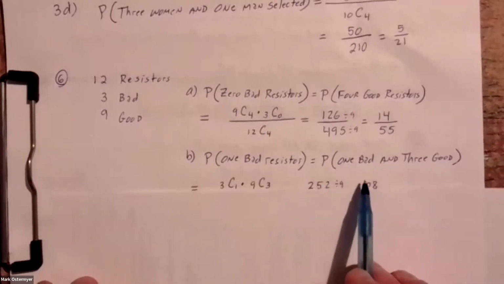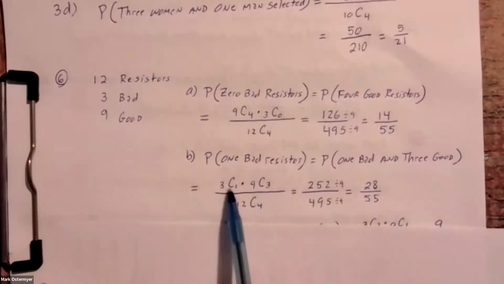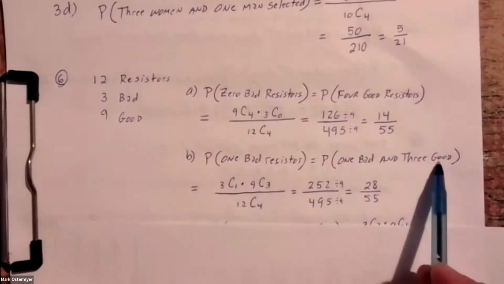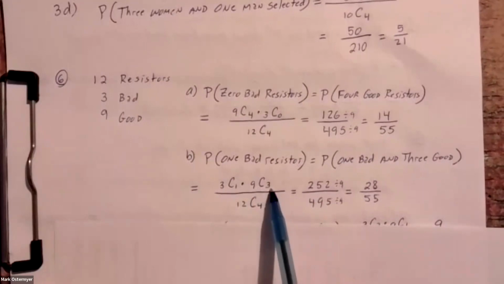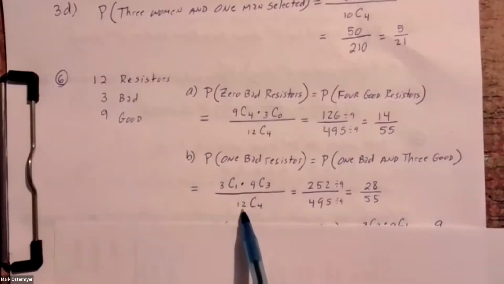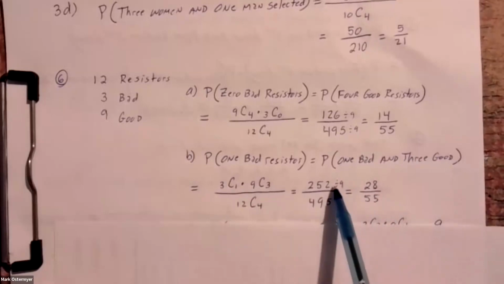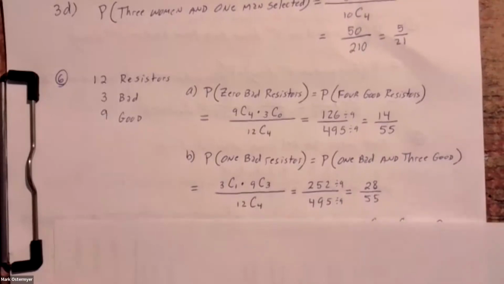Well, how many ways can I select 1 bad resistor from 3 bad resistors where order does not matter? That's 3 in combination with 1. Times how many different ways can I select 3 good resistors from 9 good resistors if order does not matter? 9 in combination with 3. Divided by 12 in combination with 4. After you reduce this fraction down by 9, this gives you 28 over 55. That's your probability of selecting 1 bad resistor, 28 over 55.